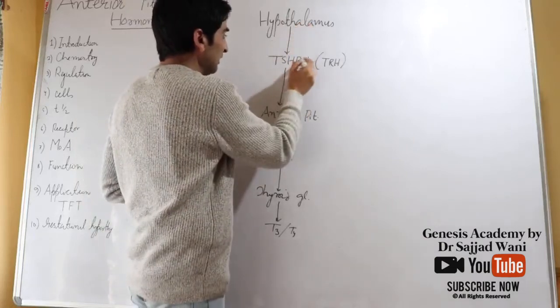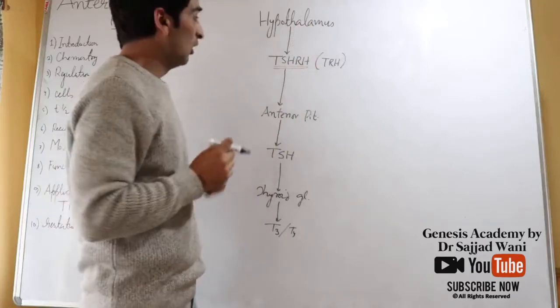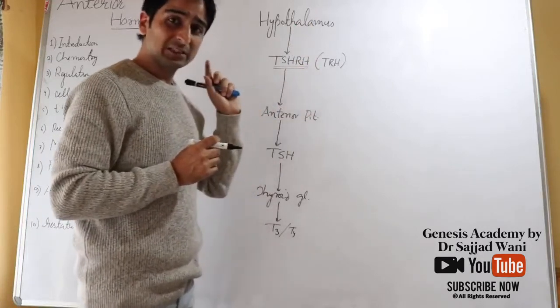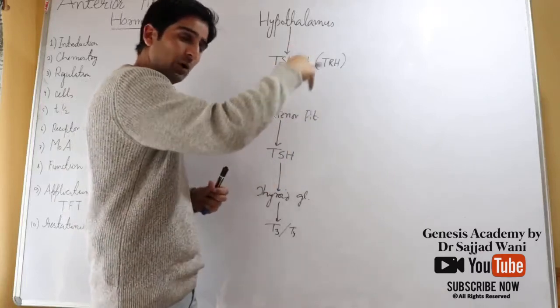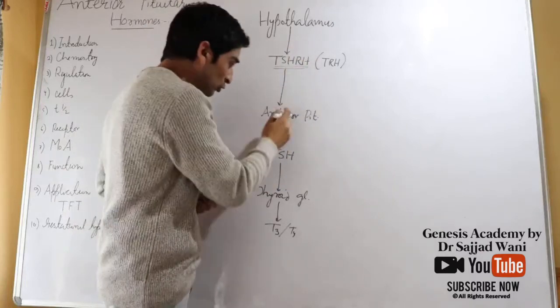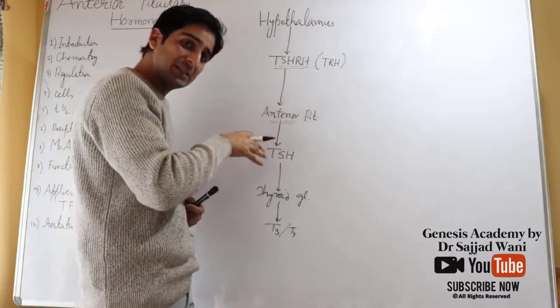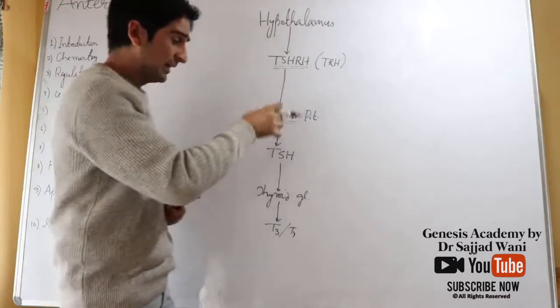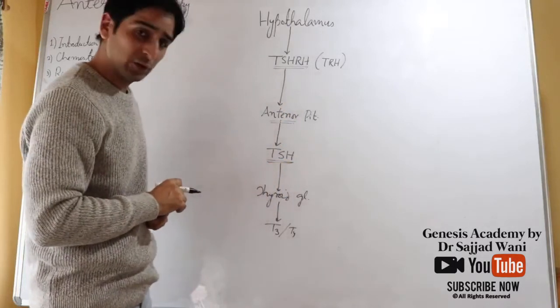So the hypothalamus releases a hormone which is known as thyroid stimulating hormone releasing hormone, or I can also call it thyrotropin releasing hormone. So this hormone is released in the hypothalamo-hypophyseal portal system and it goes to the anterior pituitary, to the thyrotropic cells in the anterior lobe of pituitary, and it stimulates those cells to release the thyroid stimulating hormone or thyrotropin.